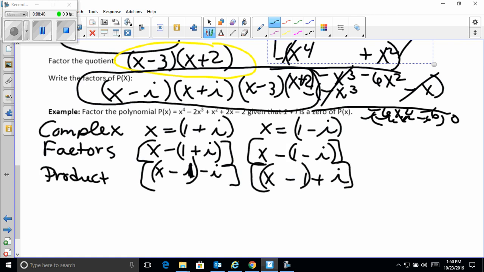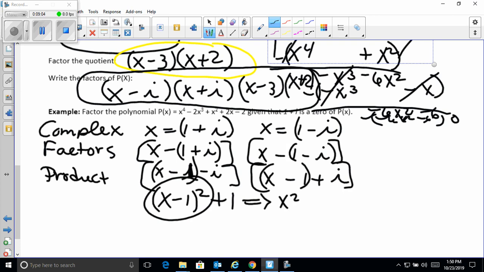So now I'm going to multiply these two together, so I get x minus 1 squared, because those were the same. My middle terms are going to go away, because we have negative i times x minus 1 plus i times x minus 1, so those cancel out. And then I have a negative i times a positive i, and that's going to be plus 1. Now, of course, I still got to keep going. I've got to expand that. That is x squared minus 2x plus 1, but then I also have this other plus 1, which means that it's x squared minus 2x plus 2. So that's what I'm going to divide by, so then I find my other factors.